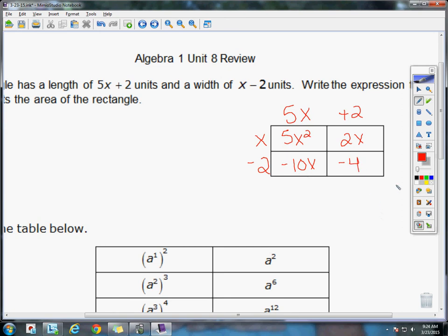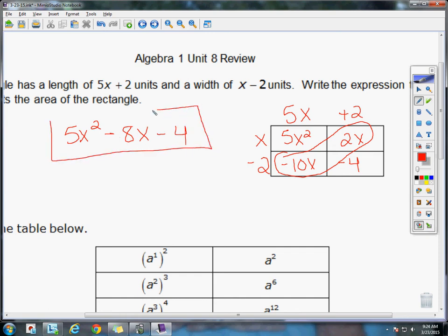Okay, so you're going to go ahead and combine your like terms. The only thing that you can combine are the x's. So you have a negative 10x and a positive 2x right here. We can combine, so we have 5x squared. Negative 10 plus 2 is negative 8, so negative 8x. And then you have a minus 4 left over. So your expression for the area of the rectangle would be 5x squared minus 8x minus 4.